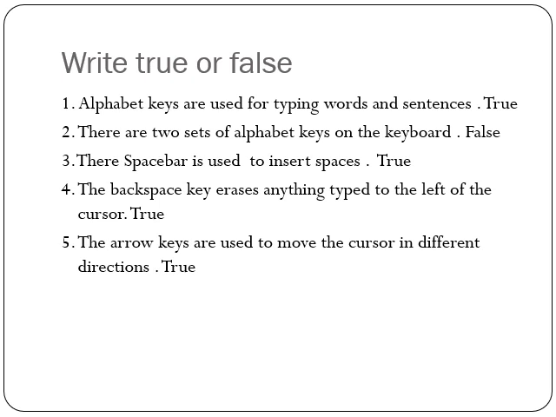True false also you have to do in your book. Alphabet keys are used for typing words and sentences. True. There are two sets of alphabet keys on the keyboard. False. The spacebar key is used to insert space. True. Backspace key erases anything typed to the left of the cursor. True. The arrow keys move the cursor in different directions. True.